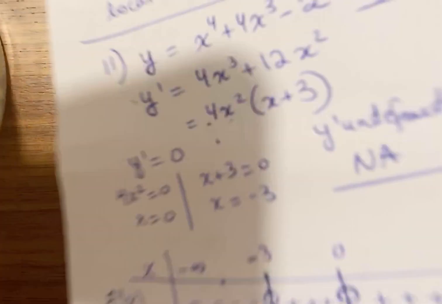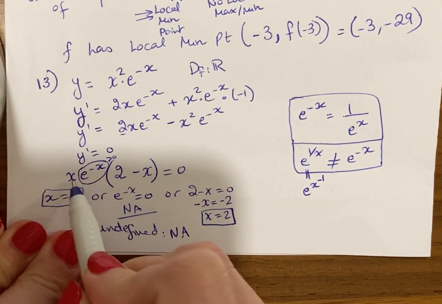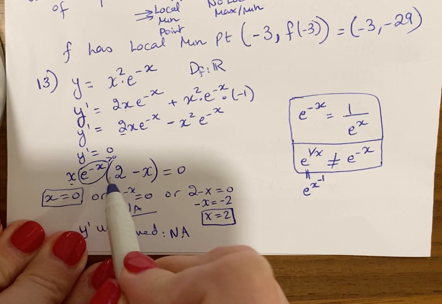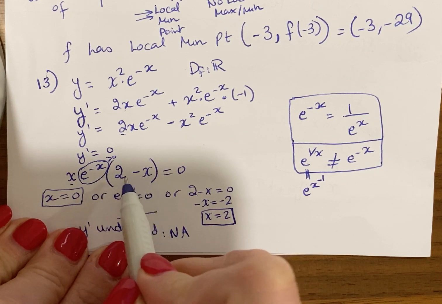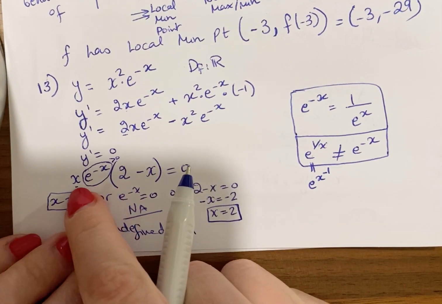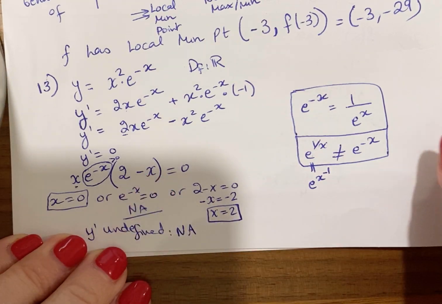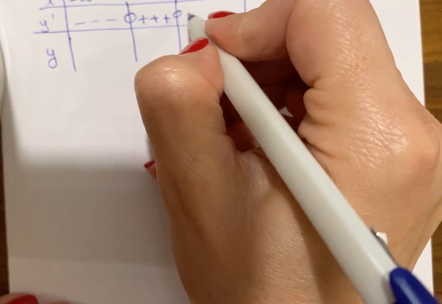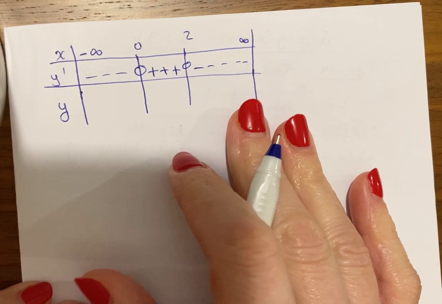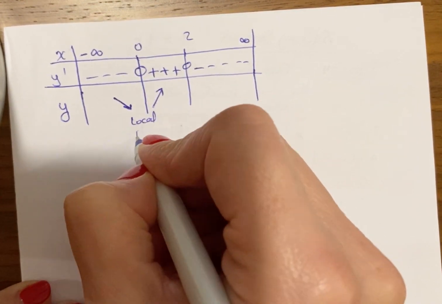Then from 0 to 2, I choose 1. At 1, what happens? 1 times a positive number, 2 minus 1 positive as well, we get positive. For a value bigger than 2, like 3, I substitute it here. I get 3 positive, positive, 2 minus 3 negative. So the answer will be negative. Did you notice what's happening here? It was decreasing, stopped, started to increase. What do we have? A local minimum.